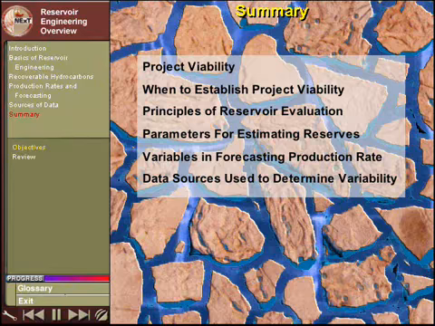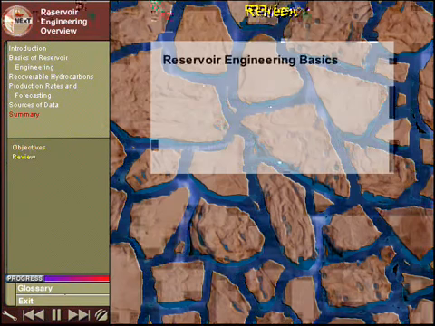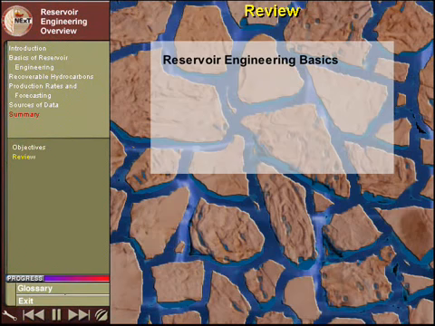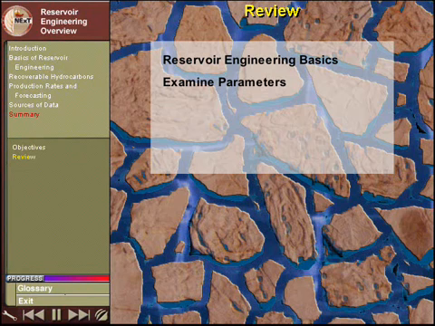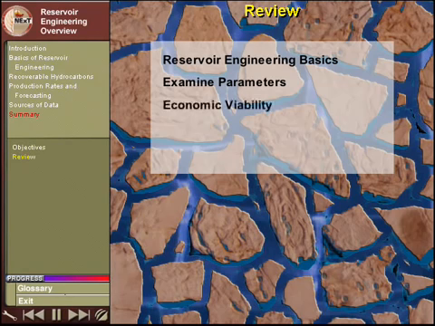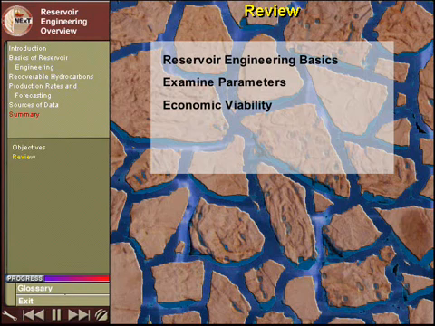First, we reviewed the basics of reservoir engineering, including the role of the reservoir engineer and the types of reservoirs. Then we considered the parameters that must be examined to determine recoverable hydrocarbons in reservoirs. These parameters include porosity, water saturation, net pay, area, pressure, depletion mechanism, and the recovery factor. To determine the economic viability of a field, a production rate and forecast must be made based on permeability, viscosity, pressure drop, and drainage area. The radial flow equation can then be used to make estimates.